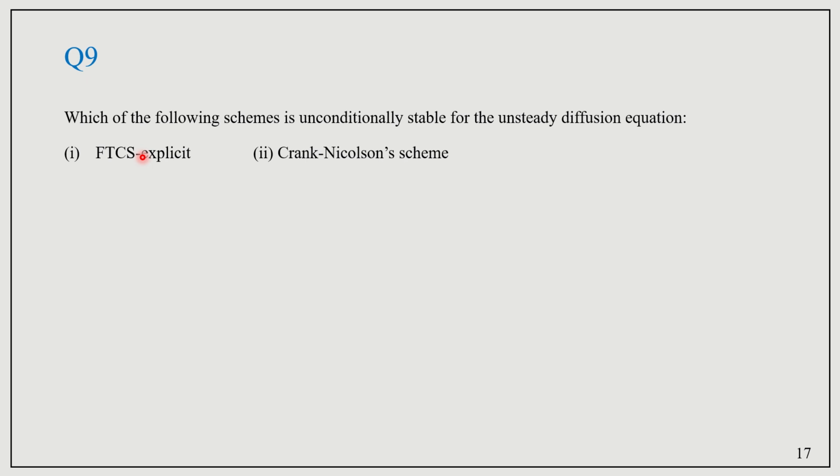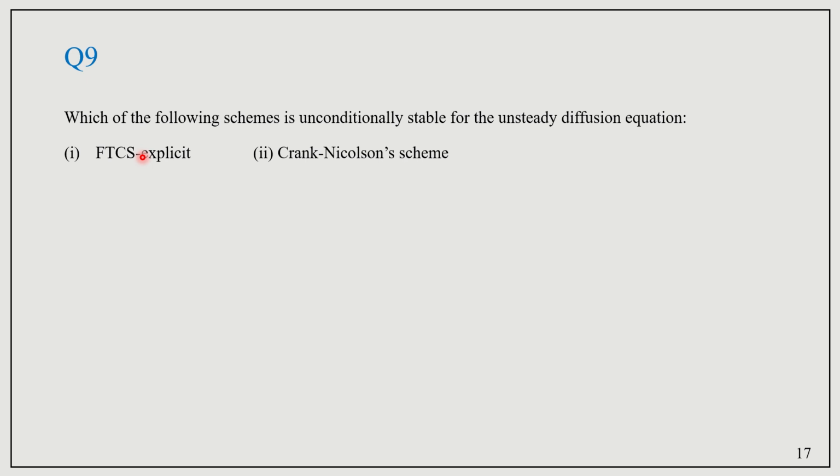It would be like alpha into delta t by delta x square must be less than or equal to 1, or must be less than or equal to 0.5. Such things will be there. But mostly, since it is an explicit scheme, we can say it is conditionally stable.